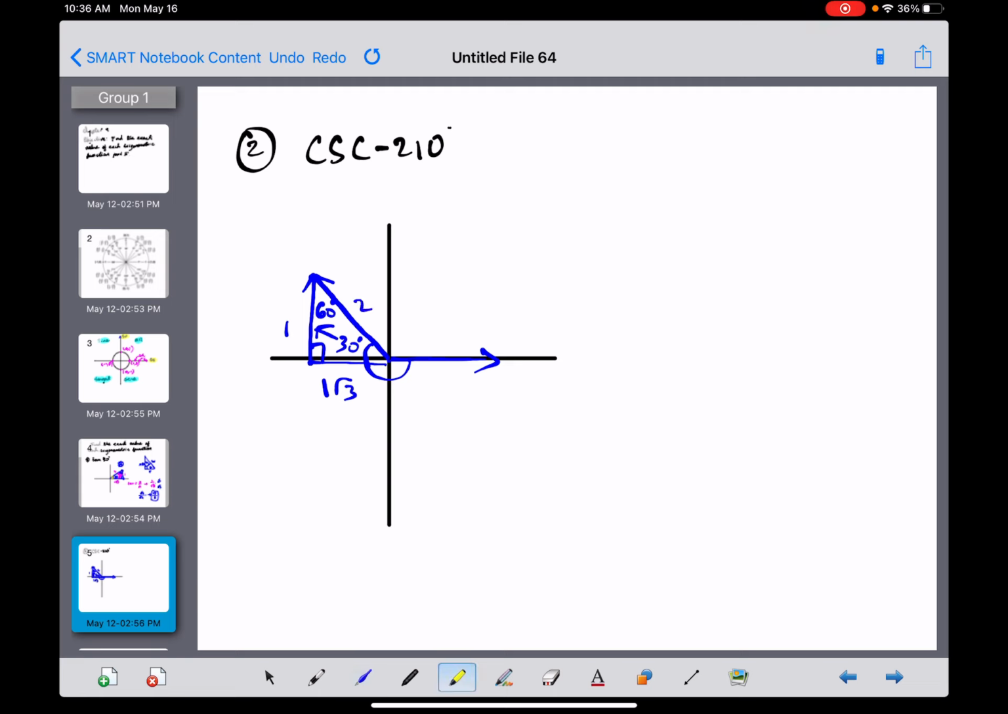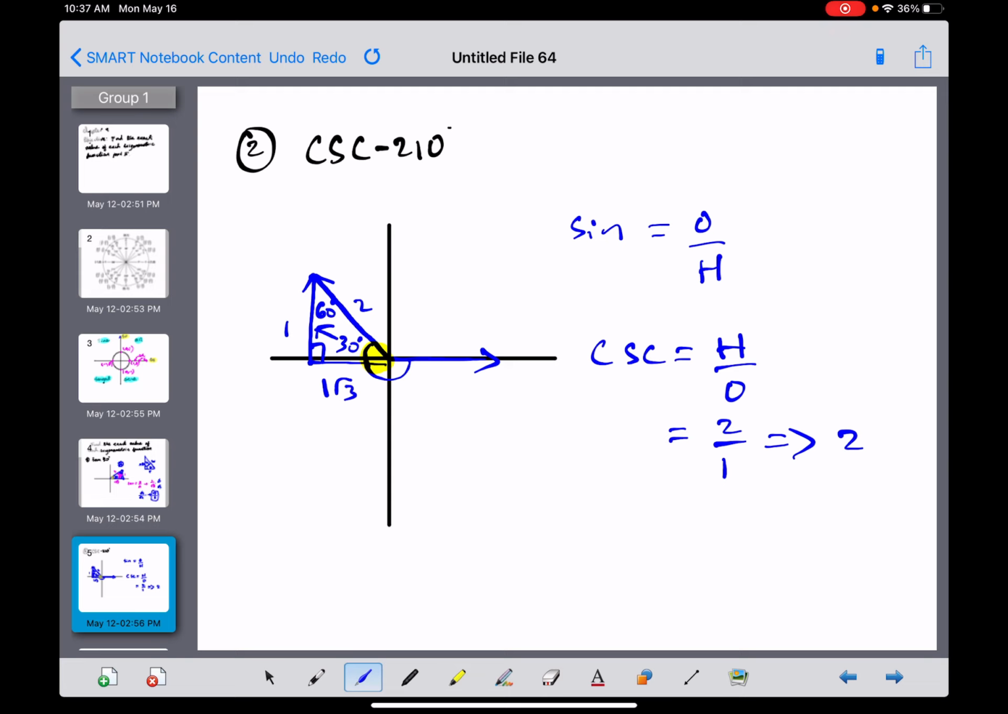So again, we always look from this angle's perspective. Cosecant is a cousin of sine, and we know that sine is opposite over hypotenuse, so cosecant has to be hypotenuse over opposite. Hypotenuse is 2 and opposite is 1, so my answer is 2.